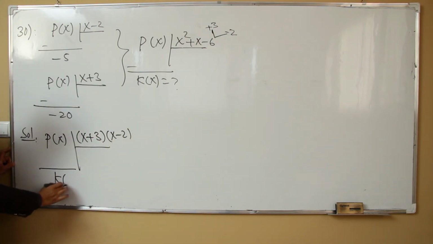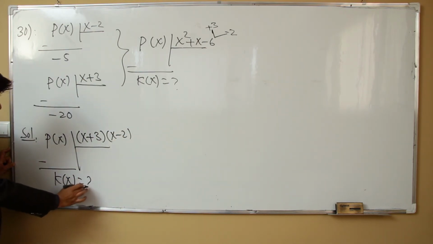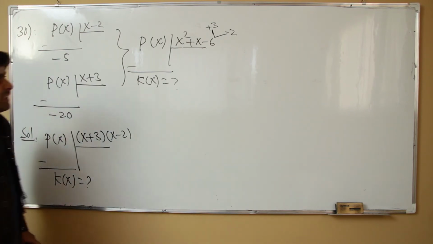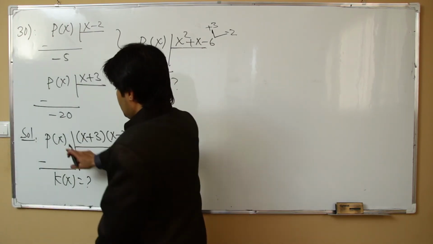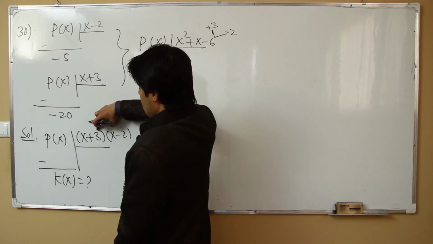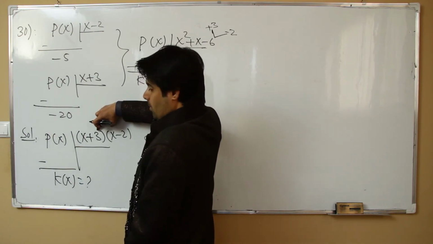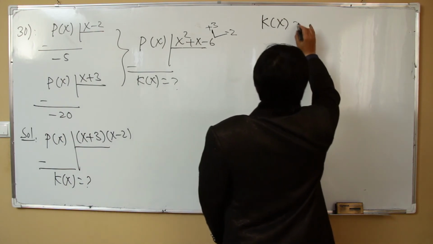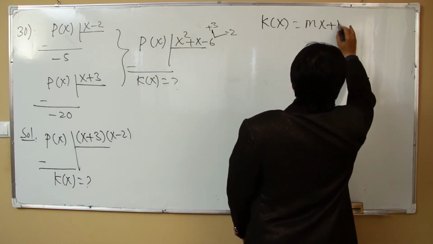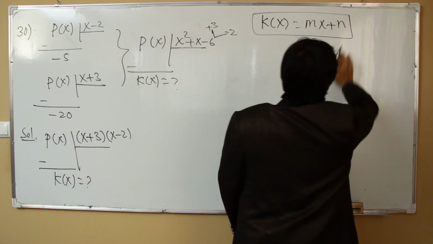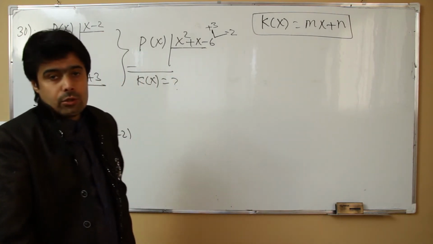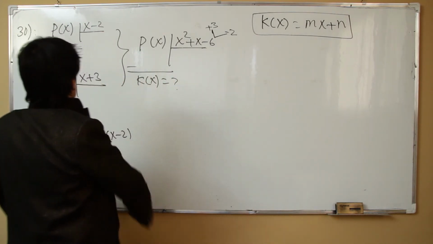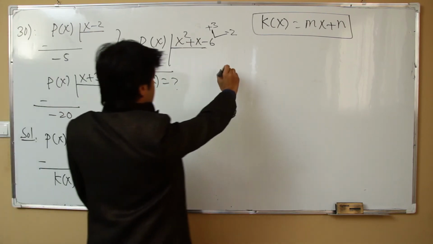Now this is the remainder. Now find this remainder. For a polynomial which is divided by a parabolic, the remainder is linear. K(x) is like mx plus n. Now find m and n. You will find the solution. The first one: what is the remainder? It is P(2).